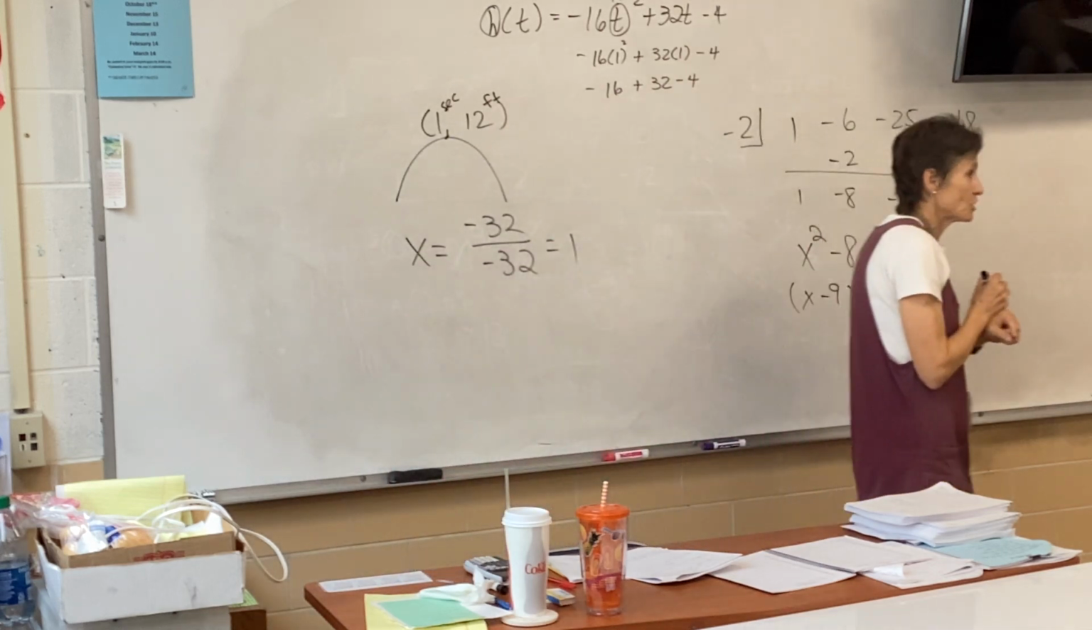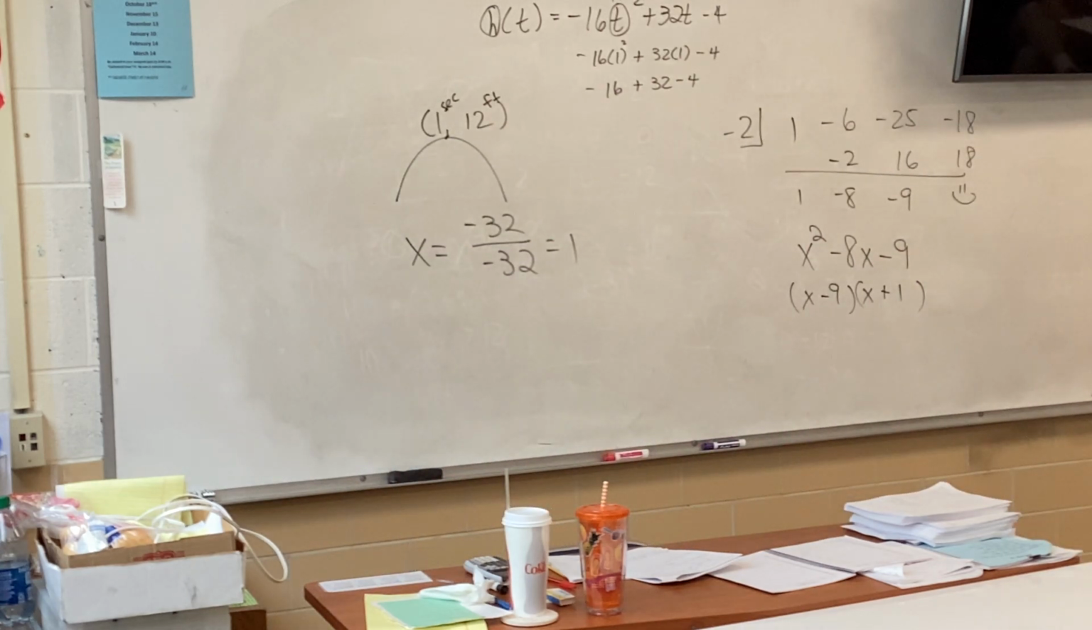So if the question is, when does the ball reach its highest point? The answer is 1 second. The question could be, how high does the ball go? Then the answer would be 12, right? You do the same math, it's just which number you pick. X is the time, Y is the height.